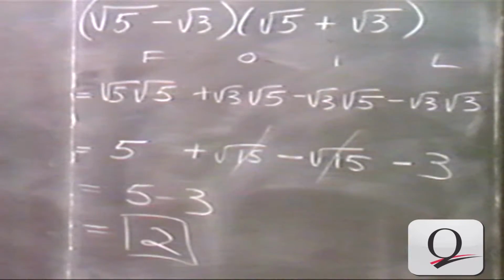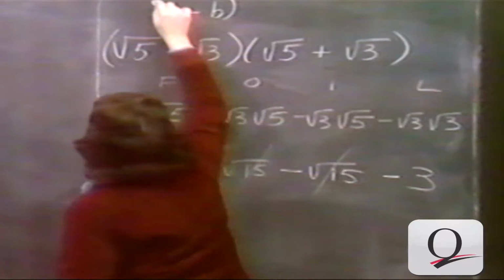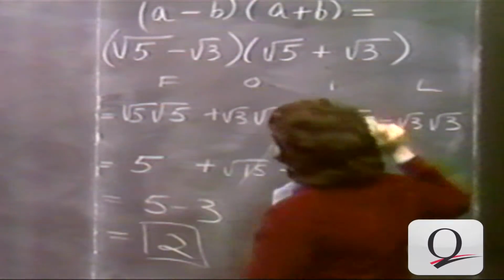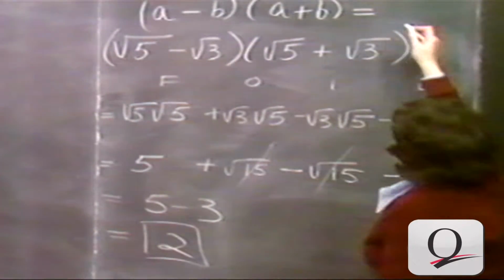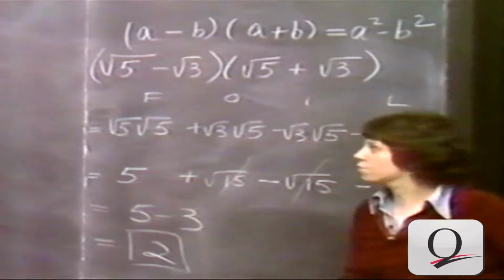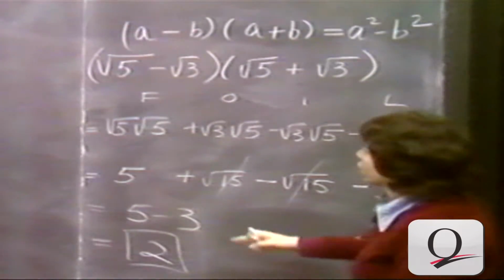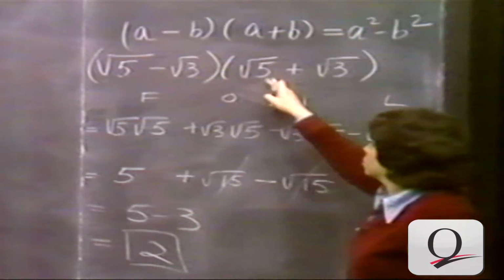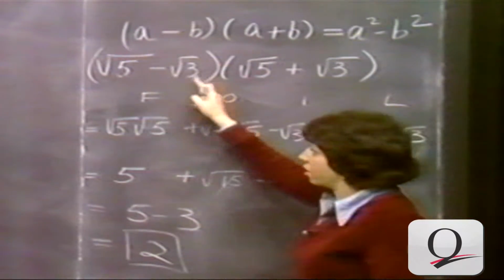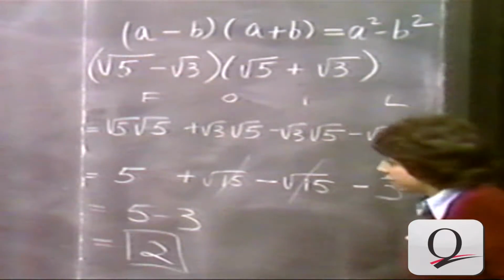What we had here really was an example of a minus b times a plus b, the difference of two numbers times the sum of the two numbers, which you might recall gives you a squared minus b squared, the difference of two squares. If you knew that before you started, you wouldn't have to go through all of this. You wind up with the first number squared minus the second number squared, 5 minus 3, or 2.